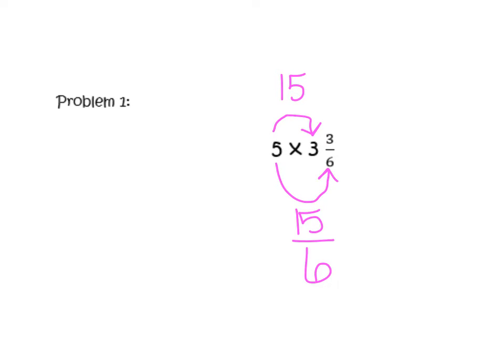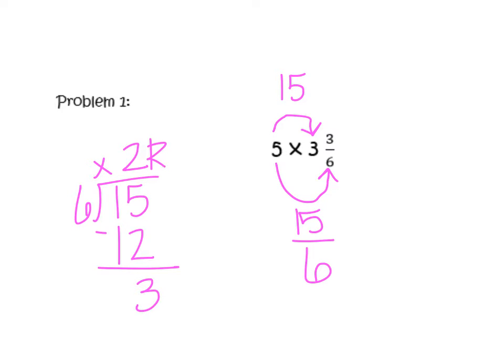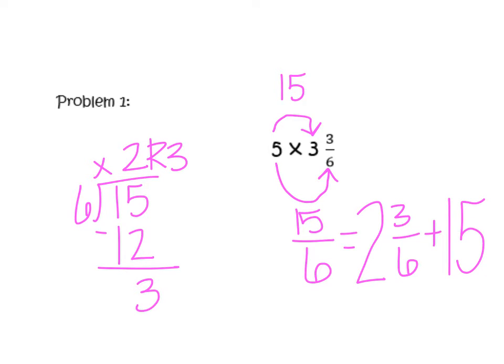Next, we need to change the improper fraction into a mixed number, and we can do this by dividing. So 6 goes into 15 2 times. 2 times 6 is 12. 15 minus 12 is 3. My remainder is 3. So that means my mixed number is 2 and 3/6. Now I need to add the 15. So 15 plus 2 and 3/6 is going to give me 17 and 3/6.